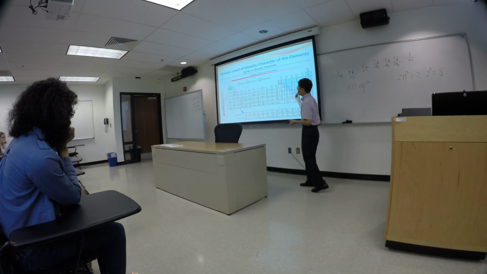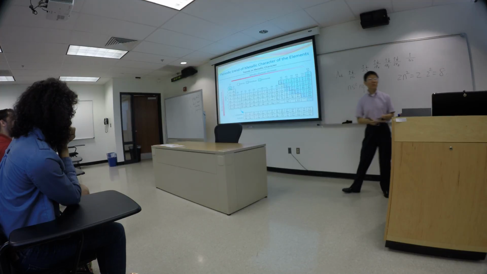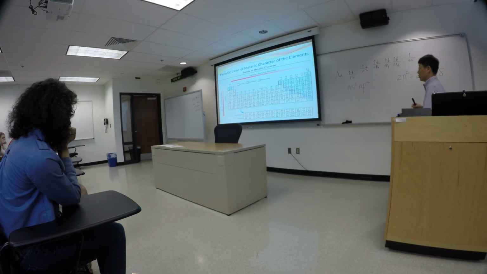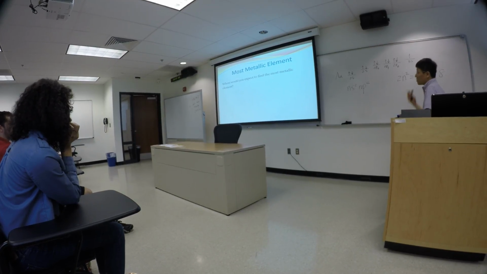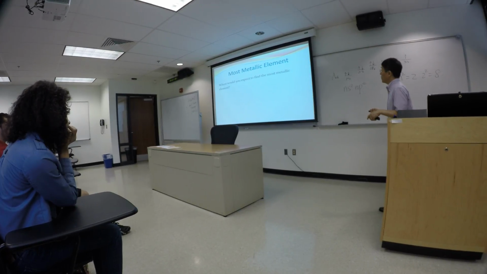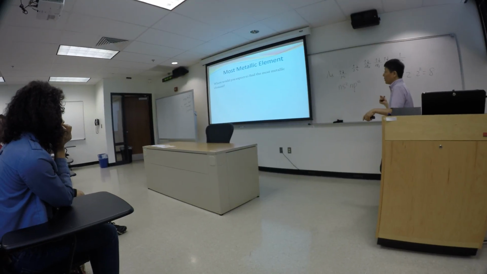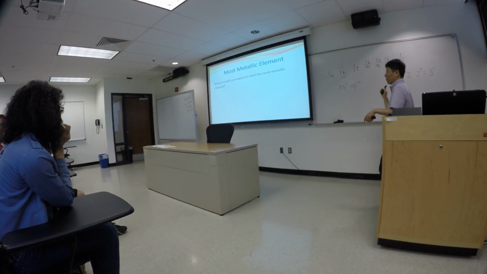So metallic character, the periodic property for metallic character, is also something that we want you to remember. Based on that general statement, where would you expect to find the most metallic elements in the periodic table? Top to bottom increasing, left to right decreasing.